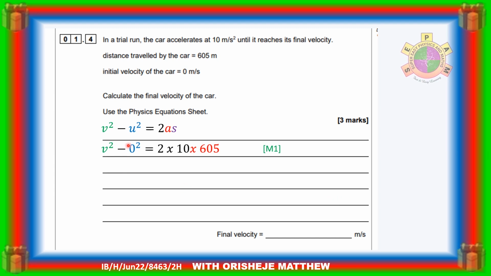Then what we need to do now is evaluate. This left hand side, the 0 goes, so we are left with v squared. Then multiply out this. For carrying out that multiplication, you have 1 mark. Then to get v, we'll take the square root of both sides. So that gives 110 meters per second. So we are through with this question. Let's go to the next.